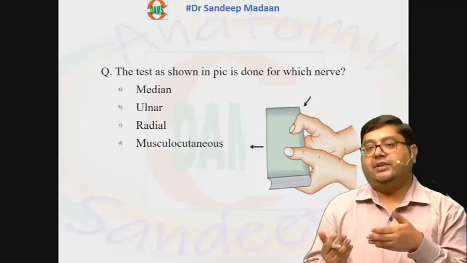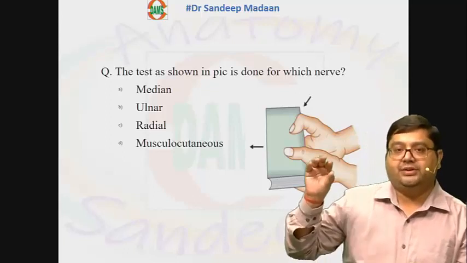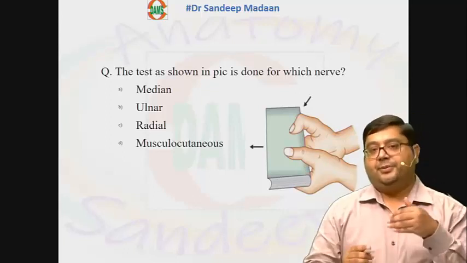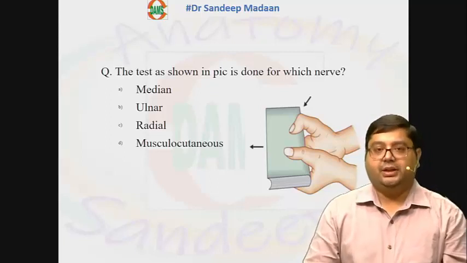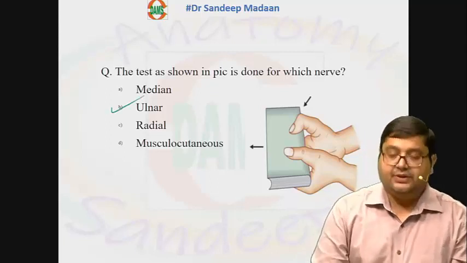Instead of adduction, in that case, he will be using the flexion, leading to the Froment sign, right? So this Froment sign and book test, these are for ulnar nerve, right? Straight away, answer is ulnar nerve.